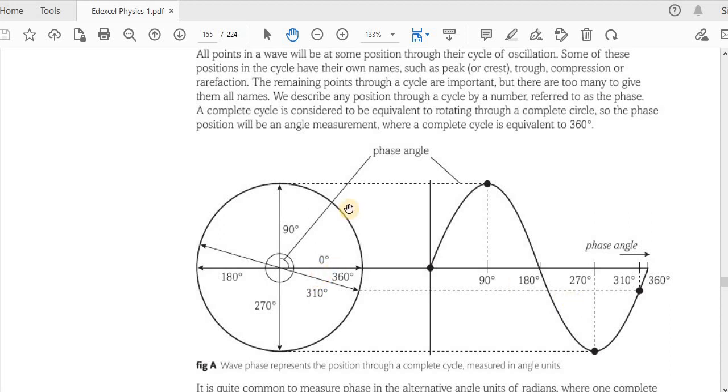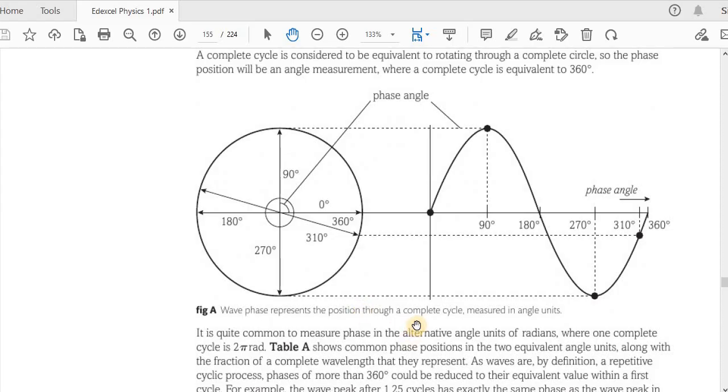Now compare that with the graph. From here to here it's 90. See, from here to here it's 90. From here to here it's 180. See, all the way up to there. Then we go 3/4 of the way. So 1, 2, 3/4, that is 270 degrees. We go one full round, that is 360 degrees. So the phase angle when it goes one full round is 360 degrees.